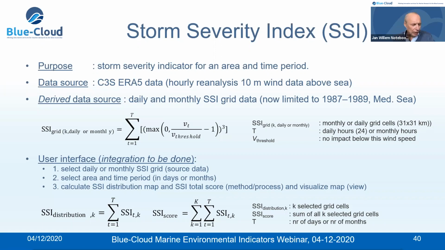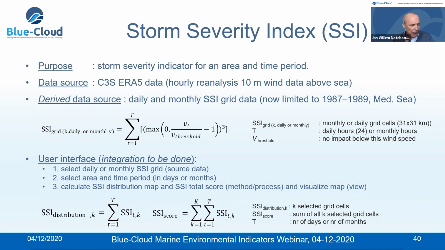And from this data, we have derived or pre-processed the daily and monthly grid data. This has only been done for performance reasons, to allow interactive calculations of SSI distributions. I will tell a little bit later on about that. At the moment, the pre-processed data is limited to the years 87 till 89 and only for the Mediterranean Sea.